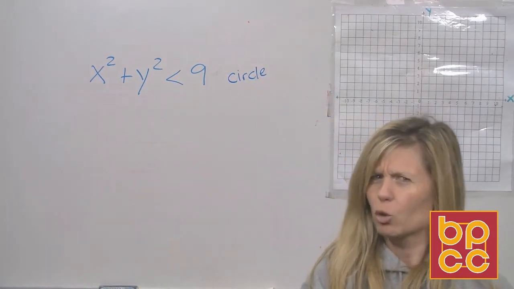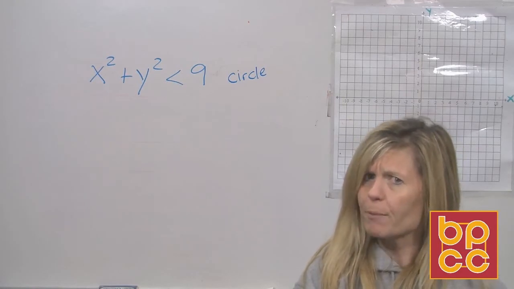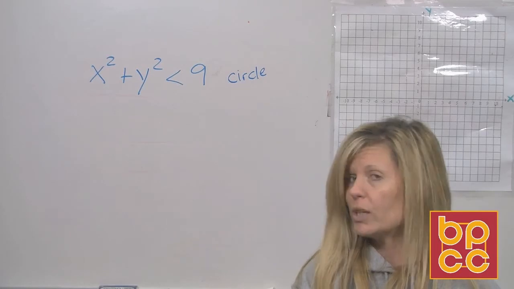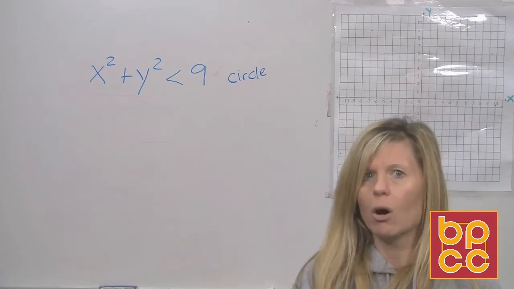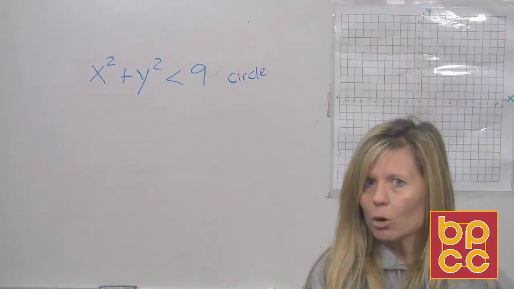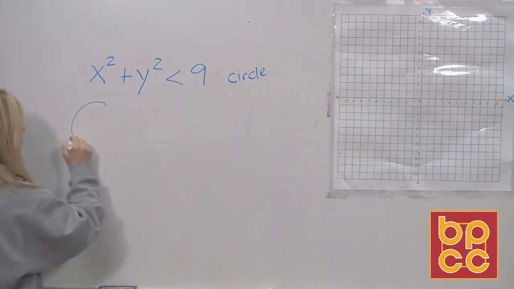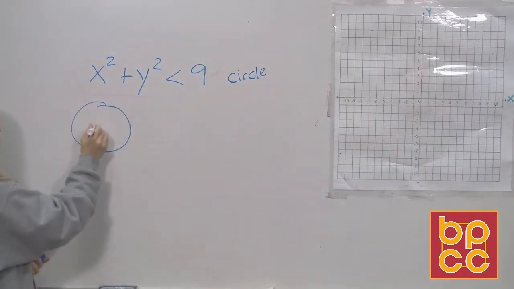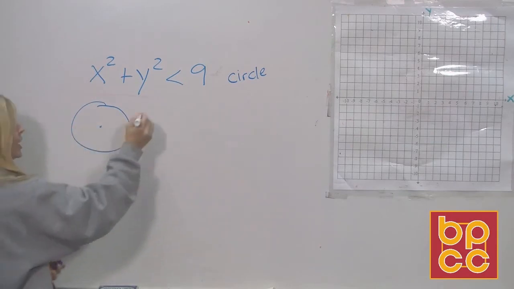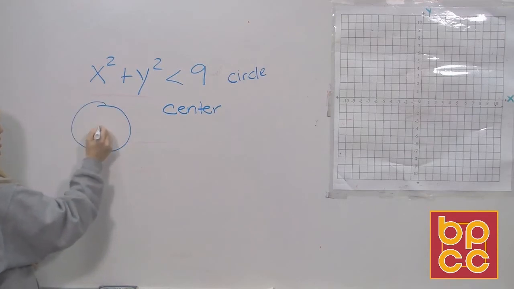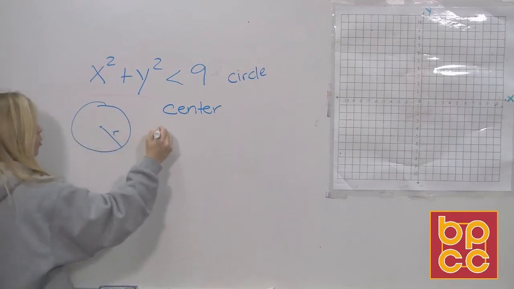Now, to graph a circle, what information do we need? Because remember, we did not do a t-table. It would take too long. What are the key ingredients to graph a circle? Well, if you remember back when, that's a circle because it has a point in the middle called the center. And it has a distance you travel called the radius.